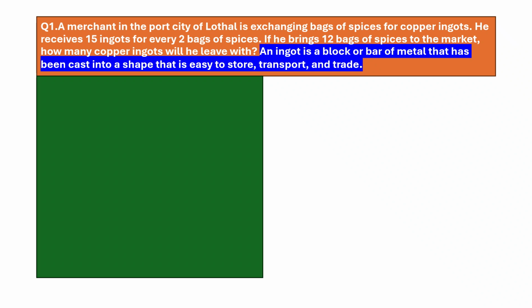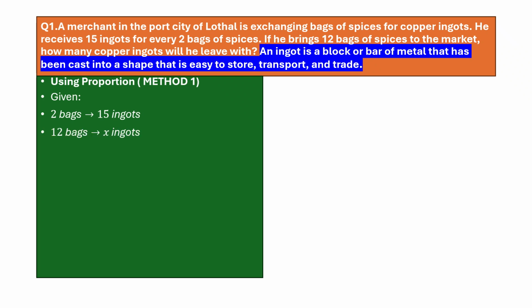Now here, children, I'll be teaching you 2 methods to solve, so you can opt for any one method to solve these types of questions. Let's see method number 1, using proportion. Now what is given here? 2 bags and 15 ingots. That means he receives 15 ingots for every 2 bags of spices. Now next, if he brings 12 bags of spices to the market, how many copper ingots will he leave with? So for 12 bags, we are not aware of the copper ingots, so we term it as X. We can take it as X ingots.